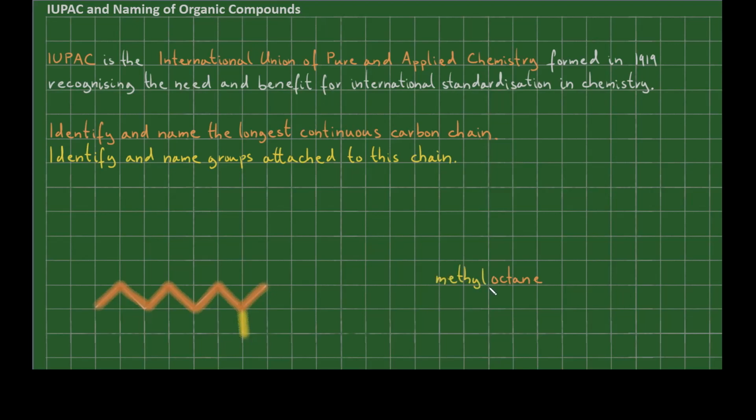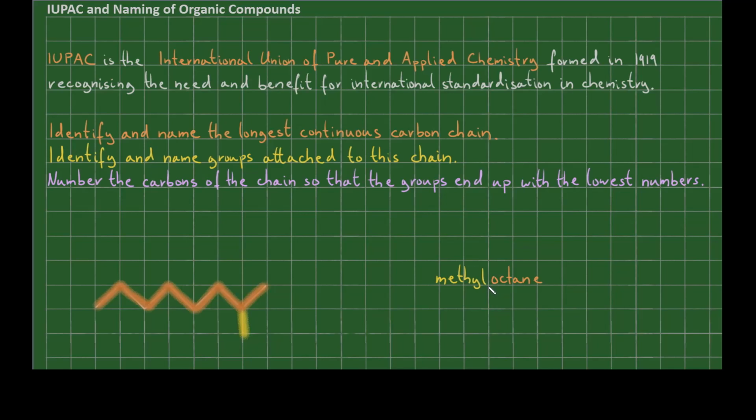So far I can say that I have an octane that also has a methyl group attached to it. However, I need to be a little bit more specific. I need to indicate where on the main chain this methyl group is located. This brings us to the third rule, and it says to number the carbons of the chain so that the groups end up with the lowest numbers.